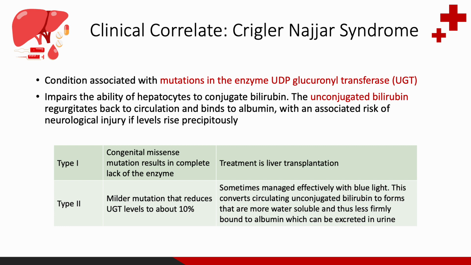There are two types, with type 1 due to a congenital missense mutation, resulting in complete lack of the enzyme, and the treatment for this is liver transplantation. Type 2, on the other hand, is a milder mutation that reduces UGT levels to about 10% of the normal range, thus with varying degrees of severity. As for its treatment, it is sometimes managed effectively with blue light. This converts circulating unconjugated bilirubin to forms that are more water-soluble and thus less firmly bound to albumin, which can be excreted in the urine.